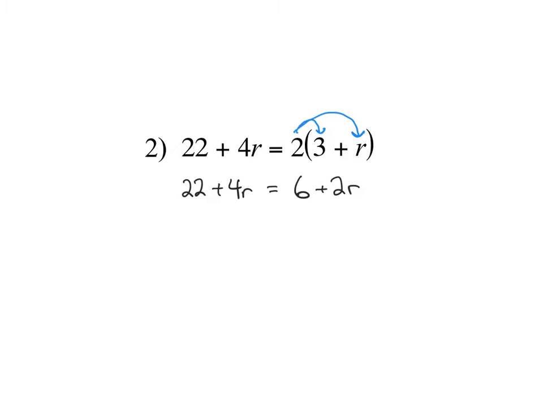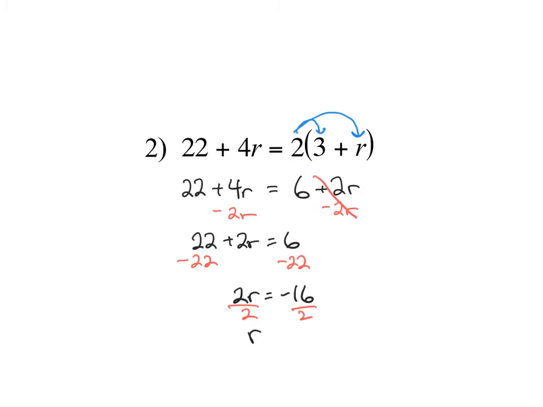Again, I've got to get these all on the same side, so I can either subtract 4r or subtract 2r. So I'm going to go ahead and subtract 2r from both sides, and that'll go away. And then I've got 22 plus 2r equals 6. Let's subtract 22 from both sides. And I get 2r is equal to negative, let's see, 6 minus 22, so let's go -16. Okay, let's go ahead and divide by 2, and we get r is equal to -8. So there's what it looks like.